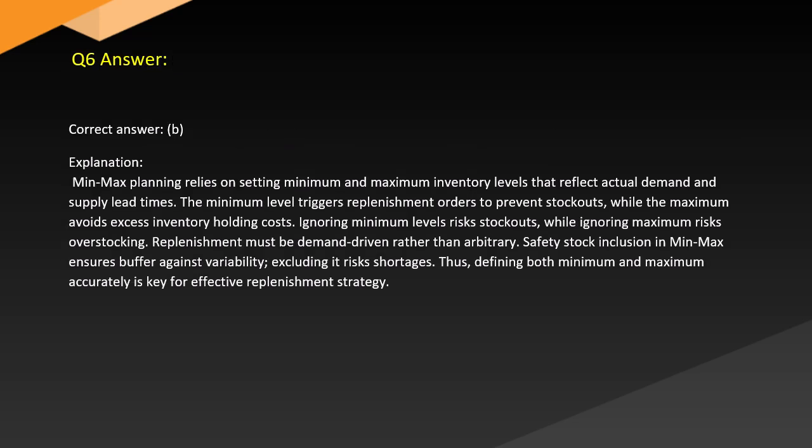Answer. Correct answer. B. Explanation. Min-max planning relies on setting minimum and maximum inventory levels that reflect actual demand and supply lead times. The minimum level triggers replenishment orders to prevent stockouts, while the maximum avoids excess inventory holding costs. Ignoring minimum levels risks stockouts while ignoring maximum risks overstocking. Replenishment must be demand-driven rather than arbitrary.